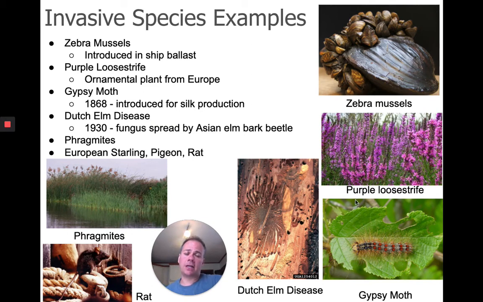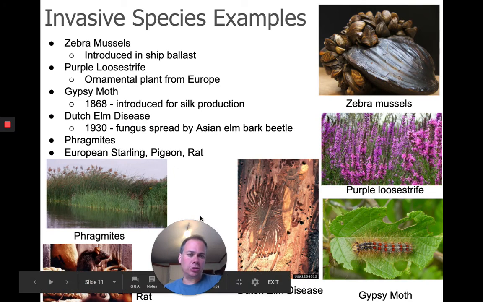Many types of insects have been brought. The gypsy moth, which was introduced into the United States to help produce silk, but it actually doesn't produce silk and has made its way through forests, defoliating plants. Dutch elm disease is a disease that killed millions and millions of elm trees that used to be all throughout the United States. It's spread by a beetle. Phragmites is this reed that grows in these wet areas, also competing with cattails. Starlings, pigeons, rats, all of these are non-native invasive species.